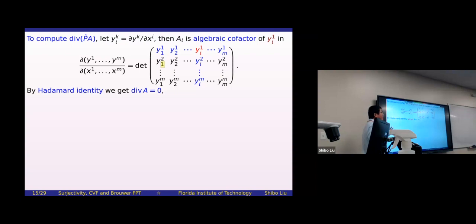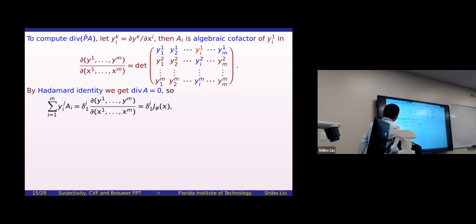The second order partial derivative is independent of the order, so you can get this divergence free equality. Then you expand this determinant according to its j-th row, so y_ij times A_i, summing them up. When j equals 1, the result is precisely the determinant. If j is not 1, the result is 0. Okay? Expanding this determinant corresponding to the j-th row.